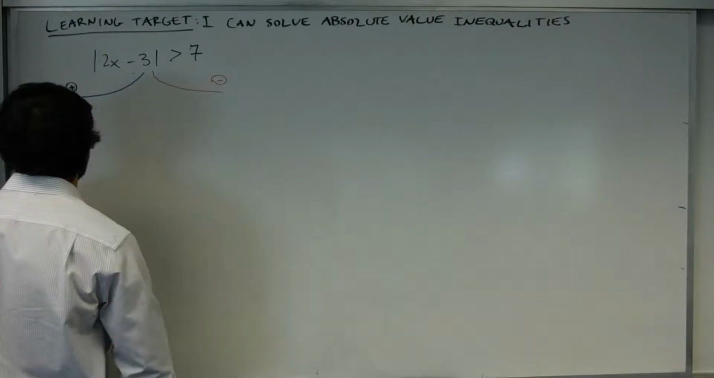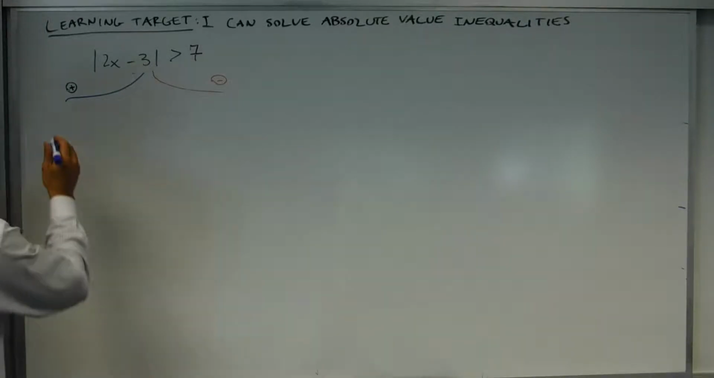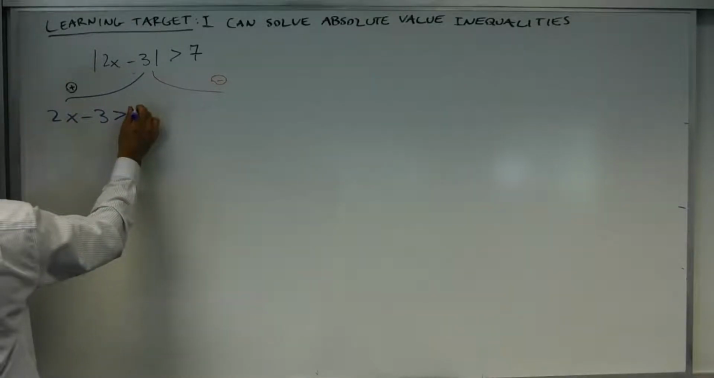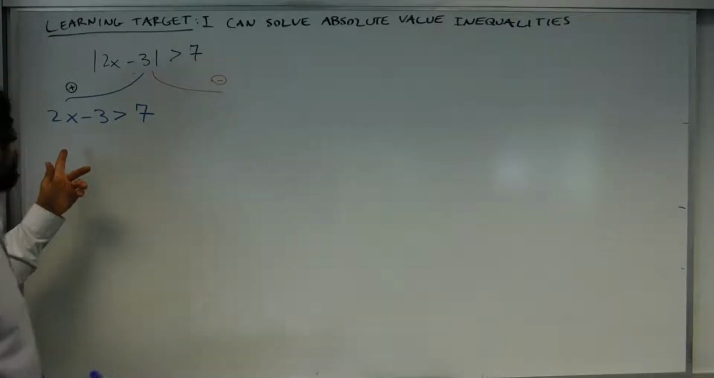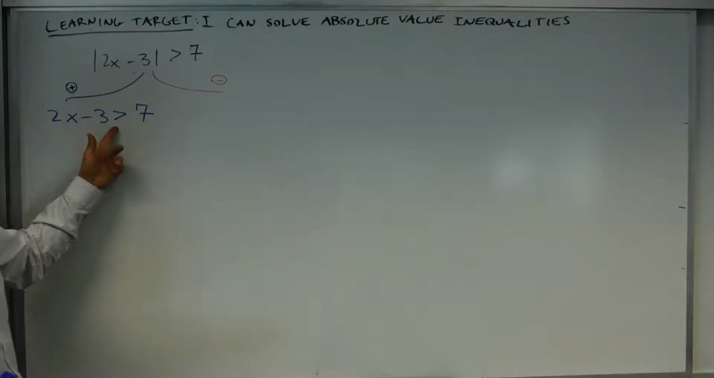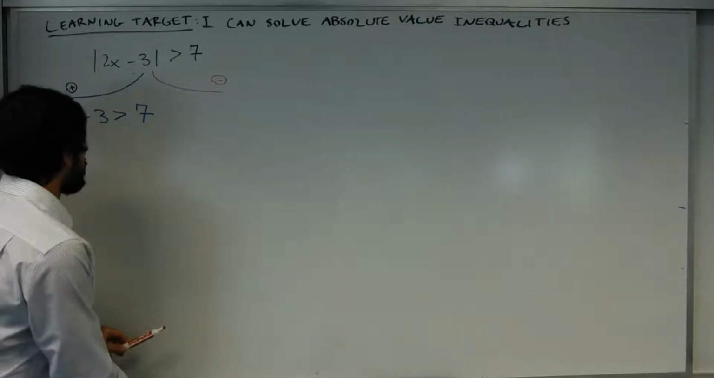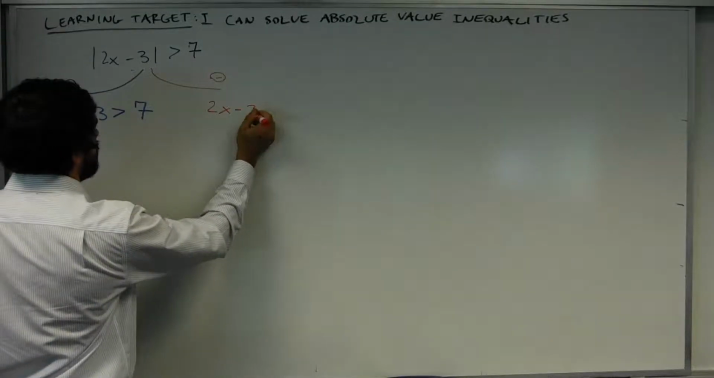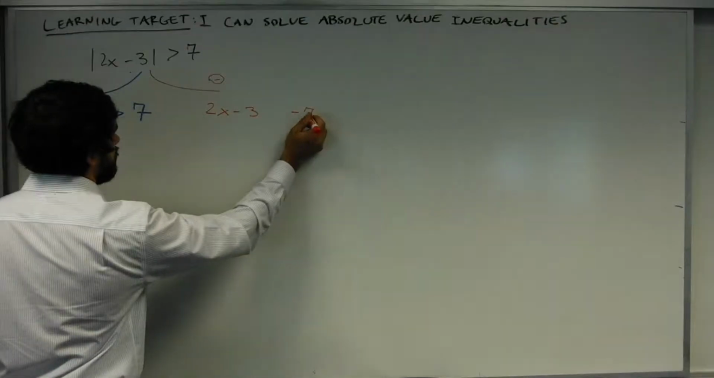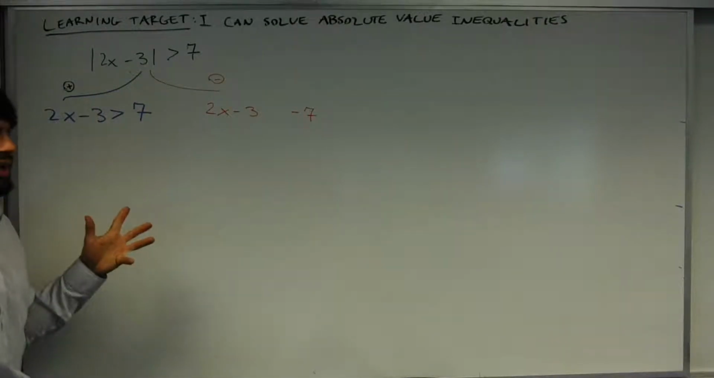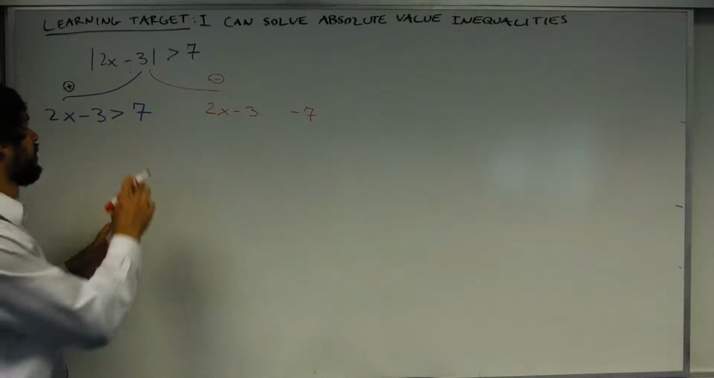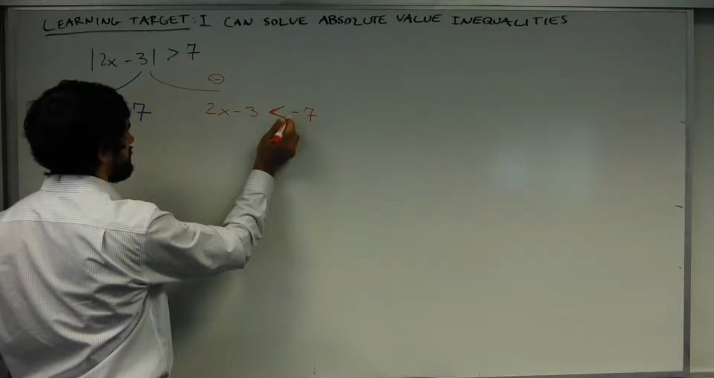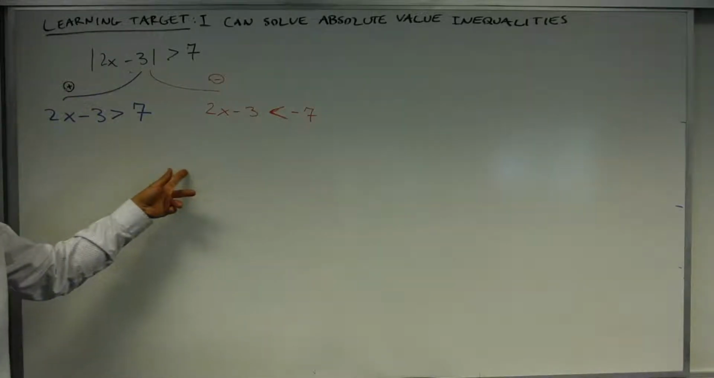For the positive case, we're just going to take away the absolute value brackets, and we'll get 2x minus 3 is greater than 7. In the negative case, we take away the brackets and turn this into a negative 7. And there's one very big and important difference, which is that we need to switch this inequality sign so it's facing in the other direction.